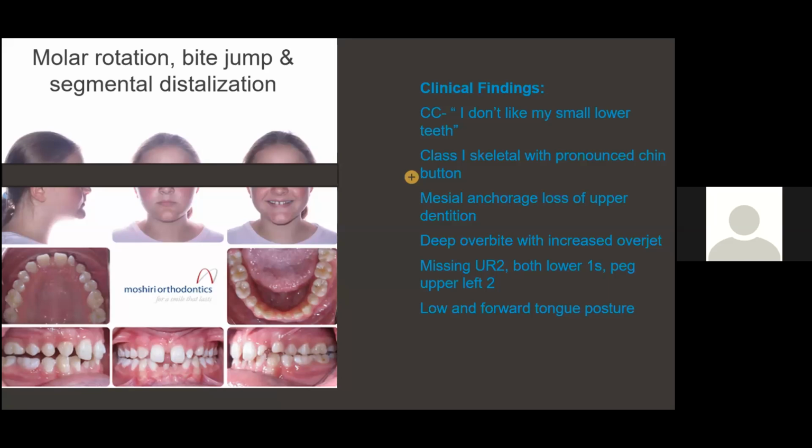Okay, I appreciate that. So again, just showing a class 2 case and demonstrating the mechanics of molar rotation, segmental distalization, and bite jump. If we look at this young lady, you can see that she's missing her upper laterals, and she's also missing her lower centrals. So she had some compensatory drift of the upper dentition into the missing lateral space.